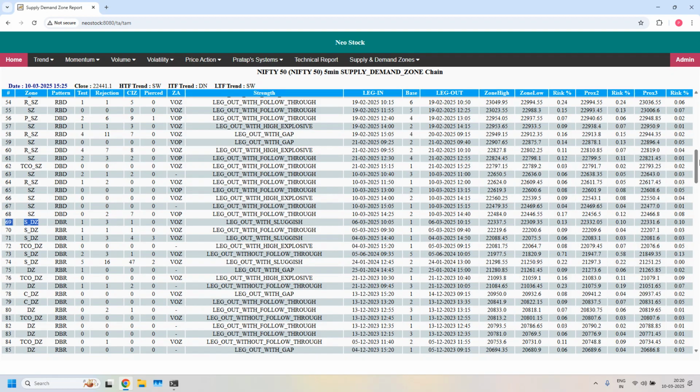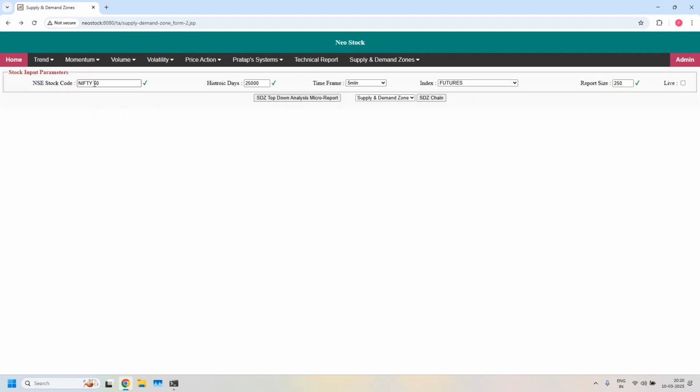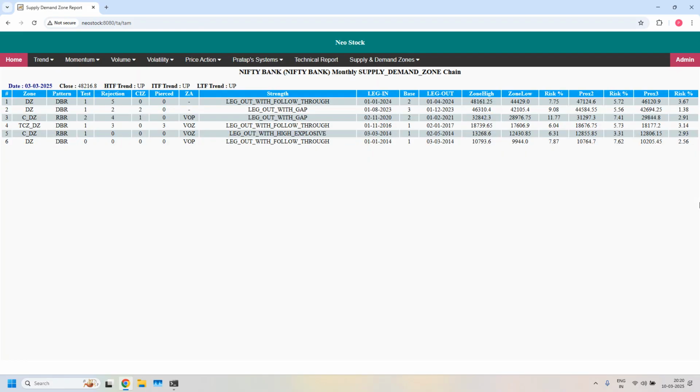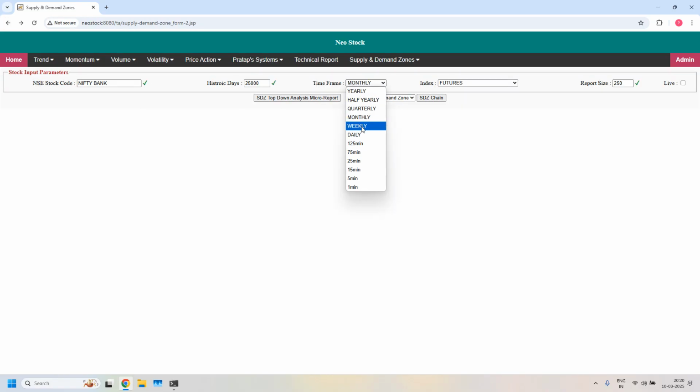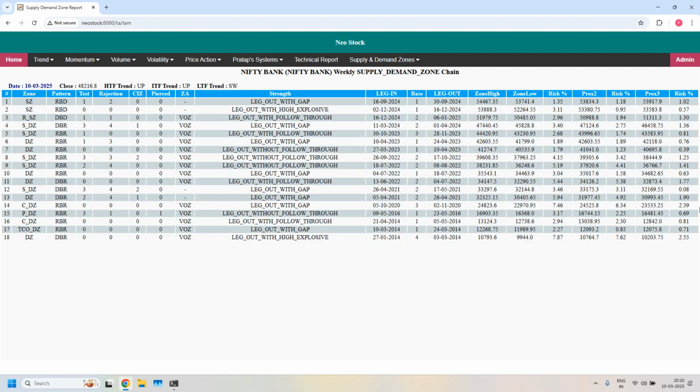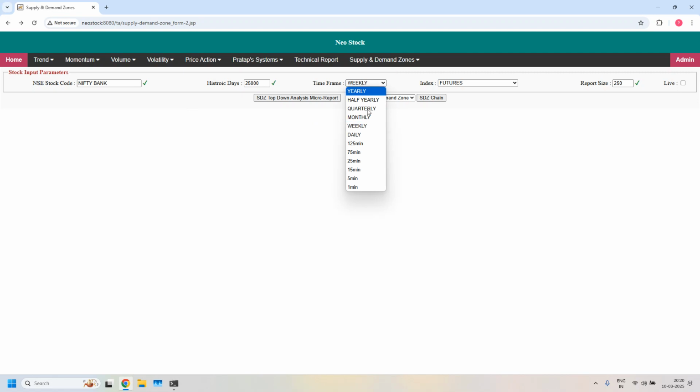So next, with this we completed the Nifty supply demand zone chain. Next I will generate the Bank Nifty supply demand zone chain. Let me start with the monthly time frame. Generating the monthly supply demand zone chain for Bank Nifty. Next, the weekly supply demand zone chain for Bank Nifty. Next, the daily supply demand zone chain for Bank Nifty.